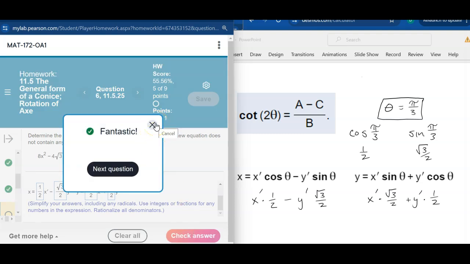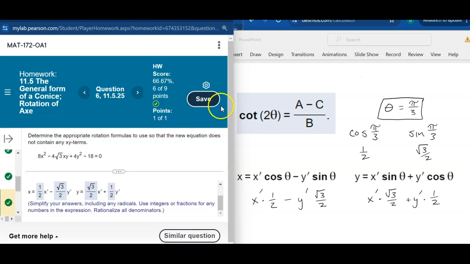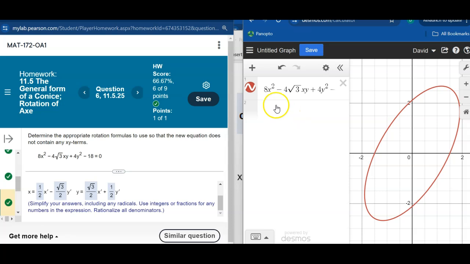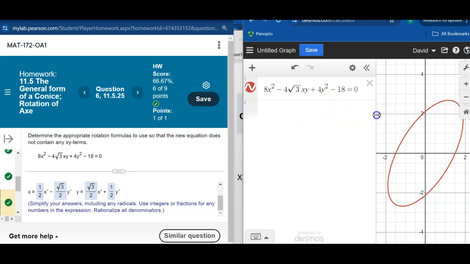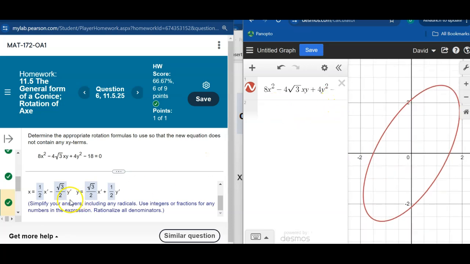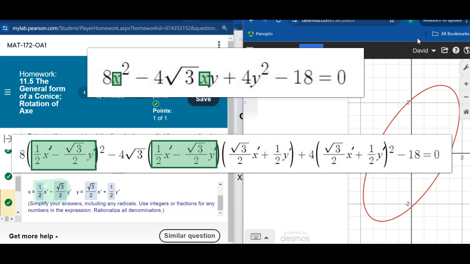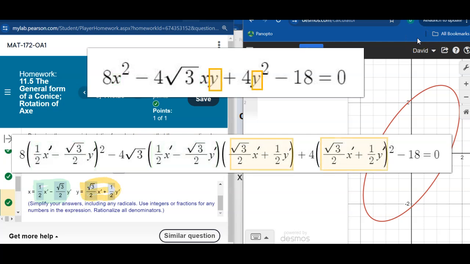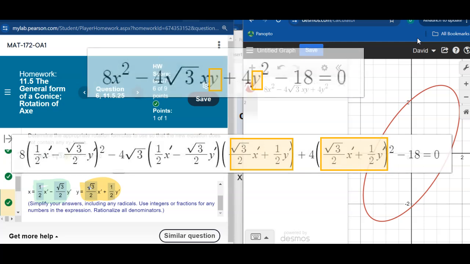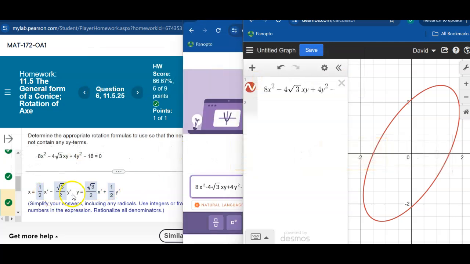Now again, this one just goes straight to the next question. That's all you have to get. But I like to show you guys a visual of this. There is our original equation. If I were to make this substitution, meaning take all this stuff and replace x everywhere I see an x, and take all of this stuff and replace all the y's, that would require a lot of algebra.